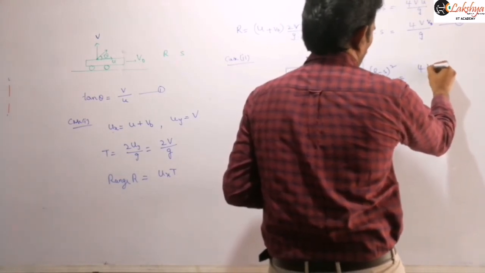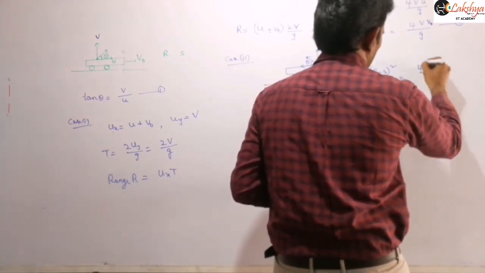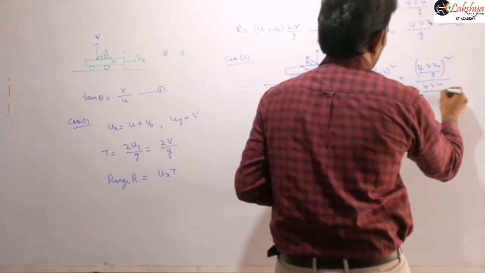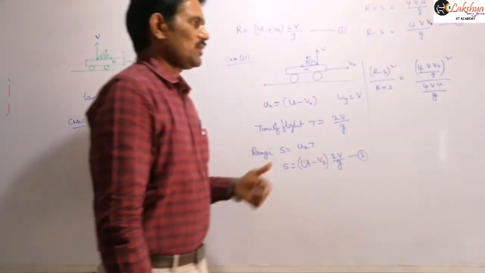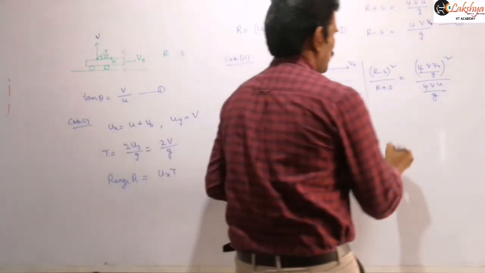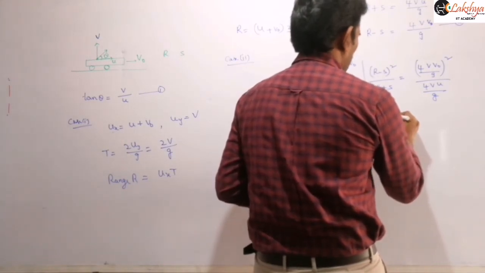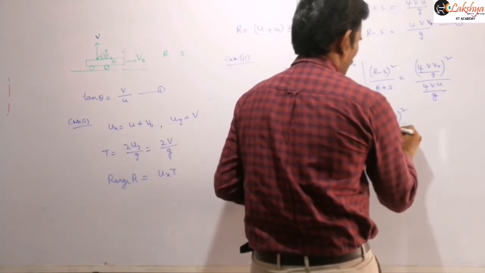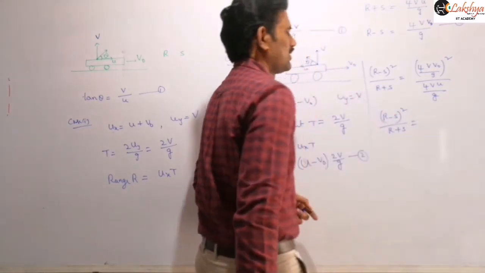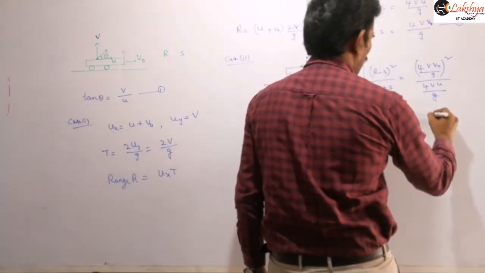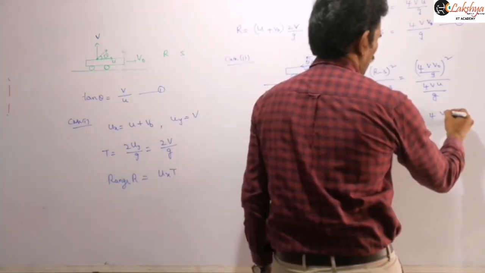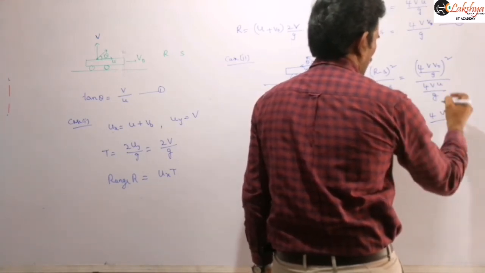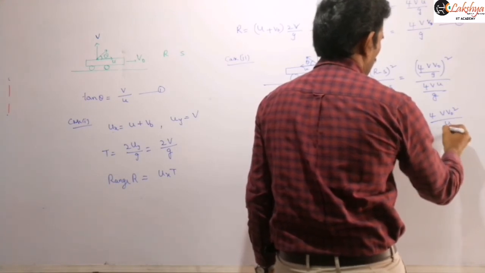So this value will be 4V V naught by G whole square by 4V U by G. So 1 4 by g and v term will be cancelled. So this is (r minus s) whole square by (r plus s), and this value I can write as 4 into v into v naught square. Here this u term will be there, u g.